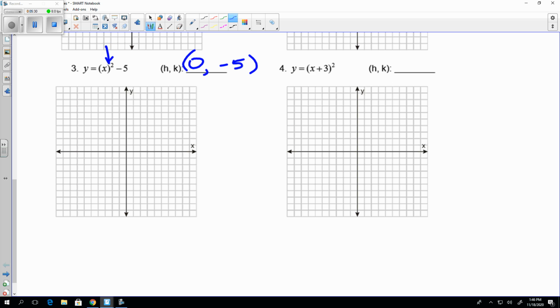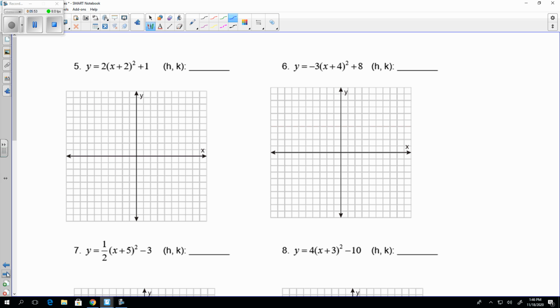1, 2, 3, 4, 5. So we're going to be down here as our vertex. And everything else is the same, so we're going to go right 1 and up 1 from the vertex, left 1 and up 1 from the vertex. Right? All of our parabola points, all that happened is this graph moved down 5 from where they normally are. Okay? You should be doing number 4. I'm going to skip that one for now.